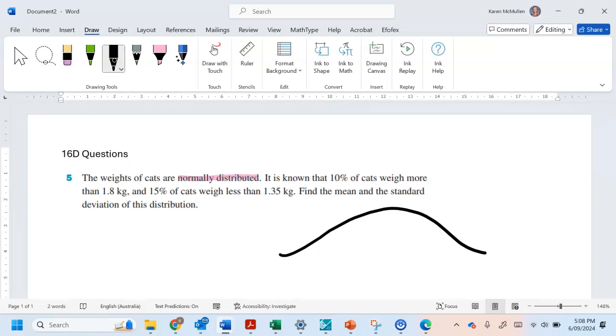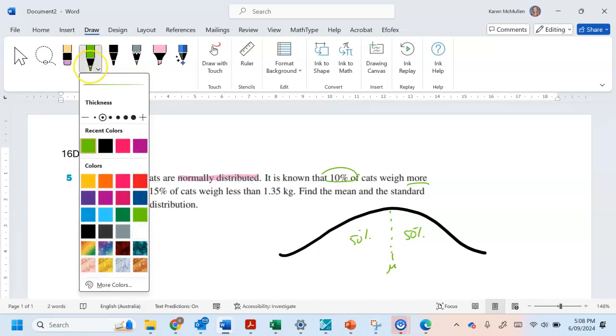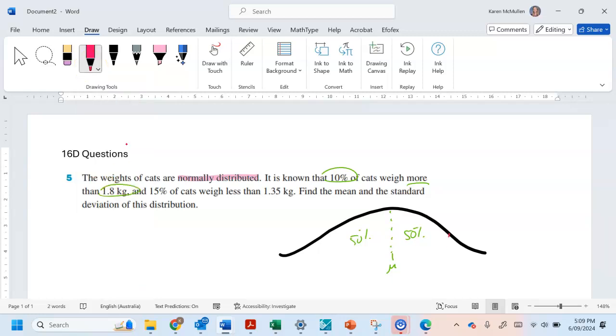It is known that 10% of cats weigh more than 1.8 kilos. If your mean is in the middle, that's splitting it in two, so we've got 50% on this side and 50% on this side. Obviously the 10% is going to be somewhere up here. That's going to be your 1.8, and this is your 10%, which is the same as 0.1 if we convert it to a decimal.